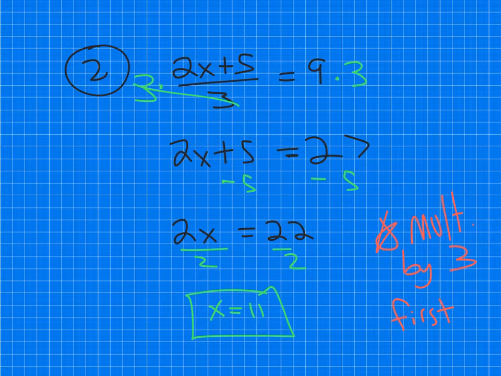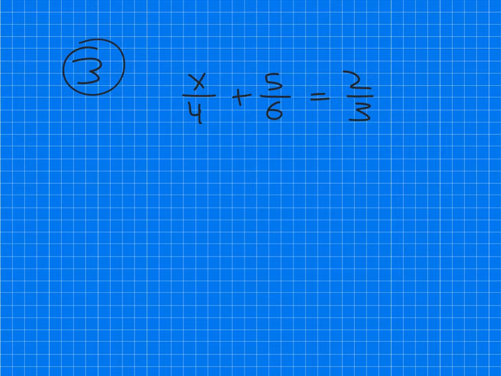Finally, let's look at number 3. This is a separate type of problem. Those first two were kind of related. This one is separate. So x over 4 plus 5 over 6 equals 2 over 3. With this kind of problem, what we need to do is get common denominators for everything. So I have to look at my three denominators, 4, 6, and 3, and I need to think about the common number that I can multiply all these to get to. 4, 6, and 3 all go into 12. That's my least common denominator. So I need to make each of these fractions something out of 12.